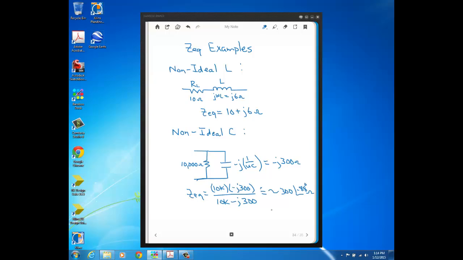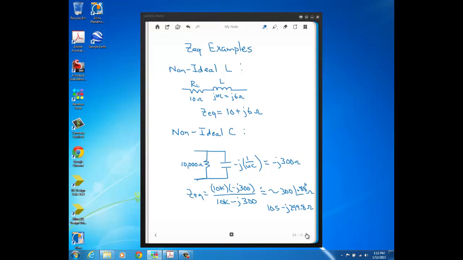In rectangular form, this has a real part of about 10.5 ohms and an imaginary part of 299.8. You can see because of this angle so close to minus 90 that you're going to get an imaginary part close to the magnitude here. So either of those two answers would be acceptable. Again, you might want to do that example on your own just to get some added practice.